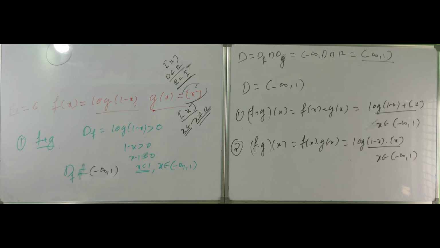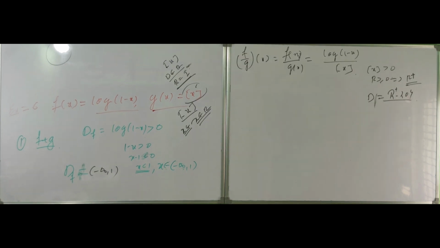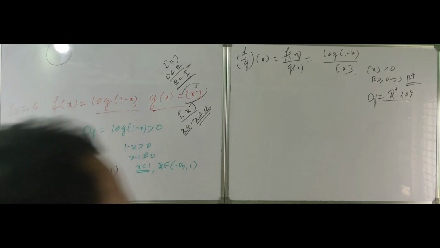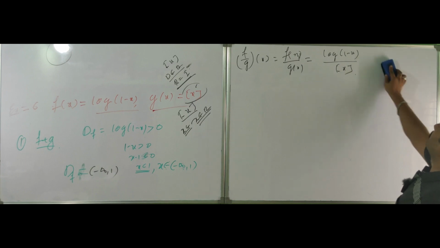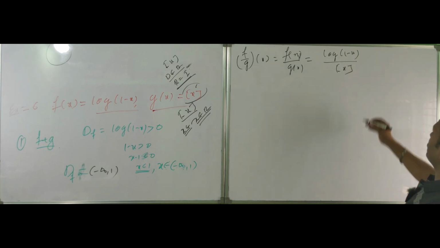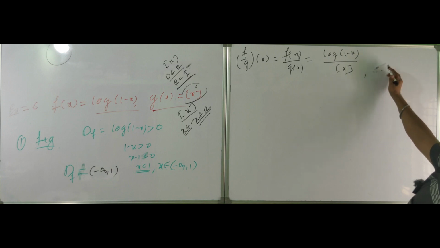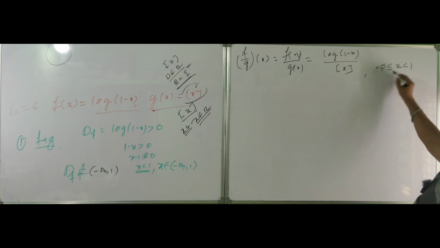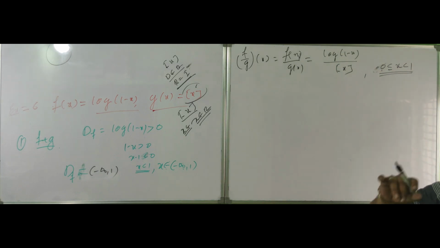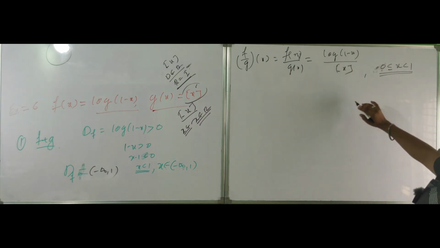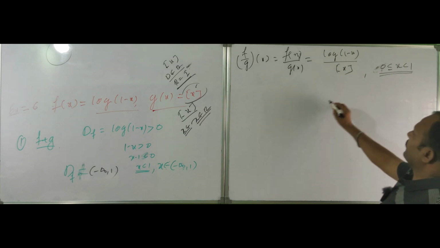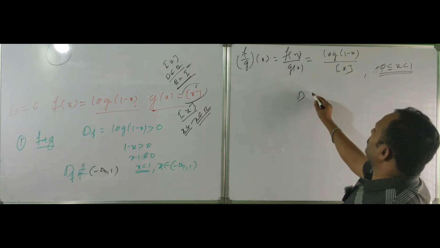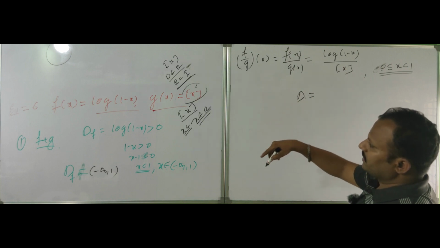Let us see for f over g. This function is defined as 0 is less than or equal to x is less than 1. This is not a mod function, this is the greatest integer function. It is defined only on this. Except this, what is our domain?